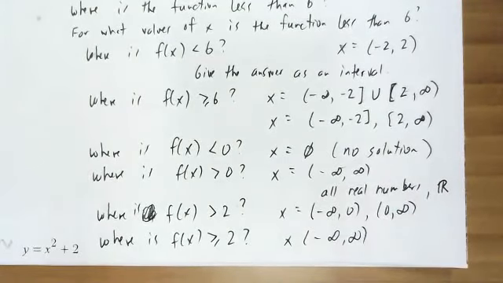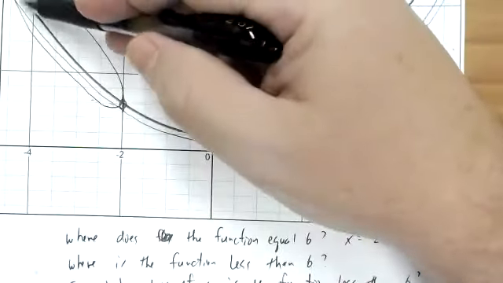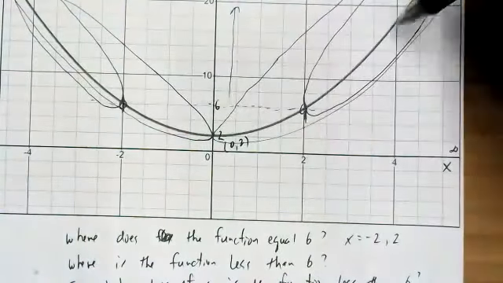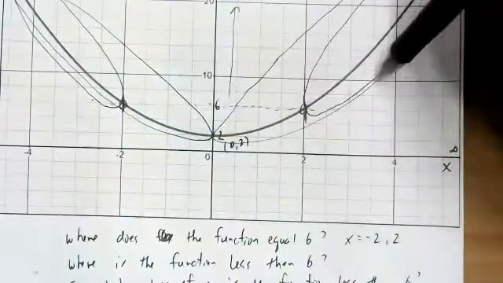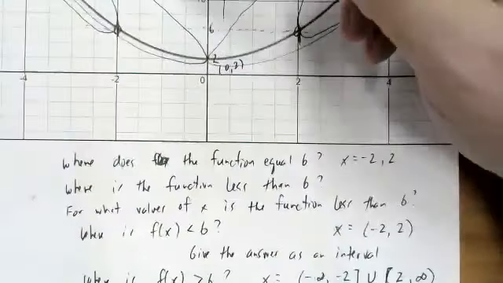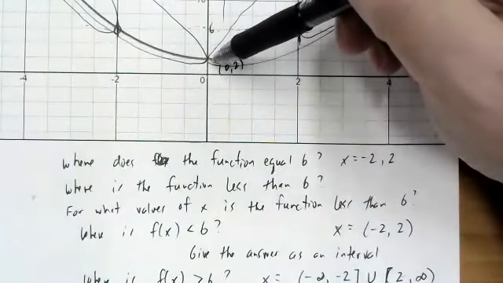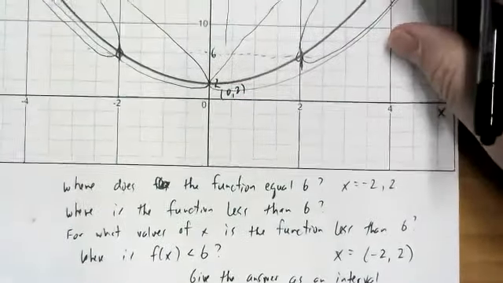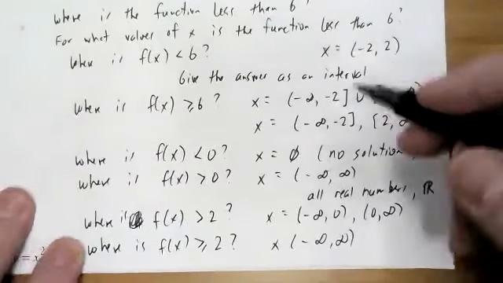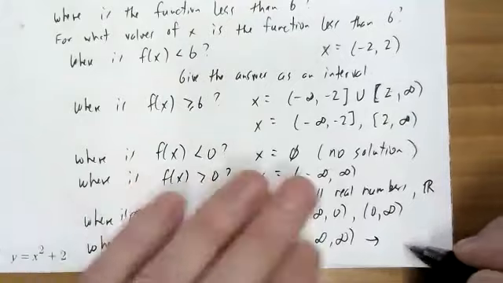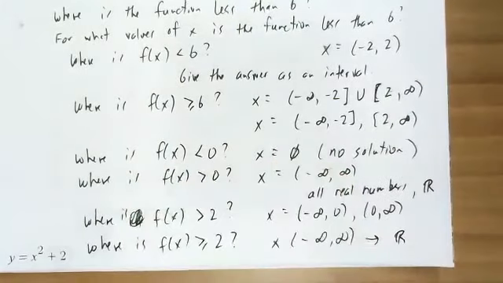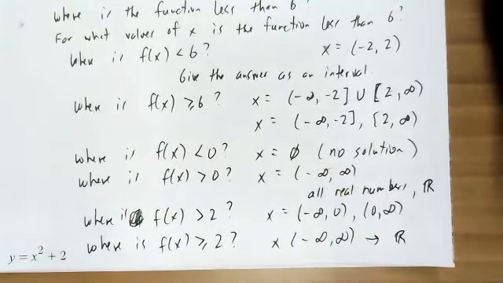All values of x. This whole function is greater than or equal to 2. Or once again, you could have said, if you wanted to, all real numbers.